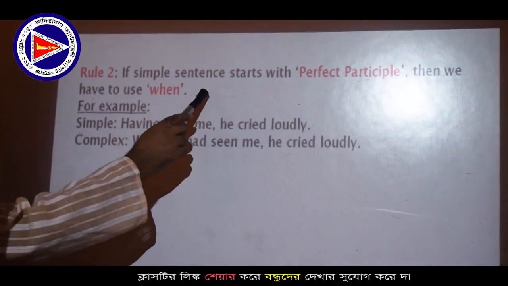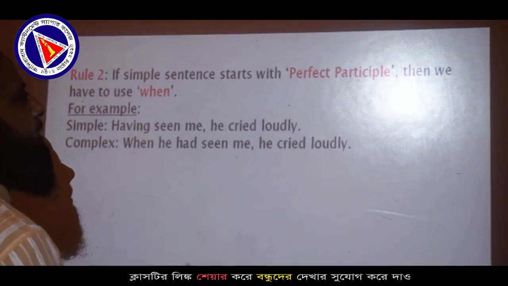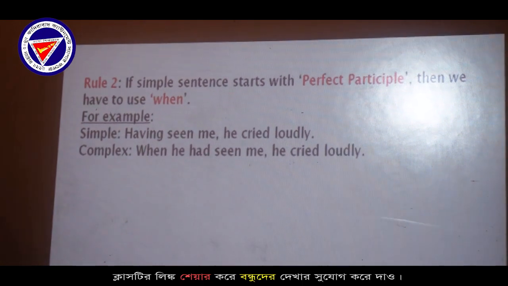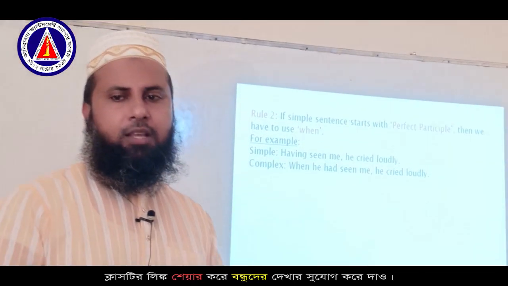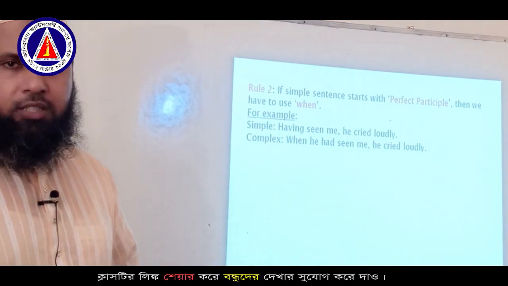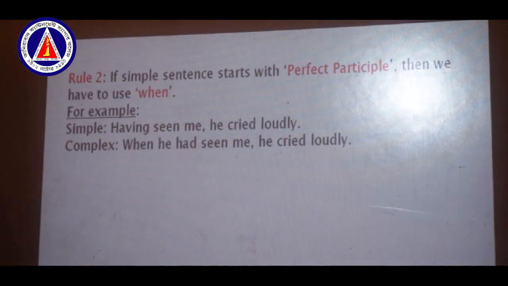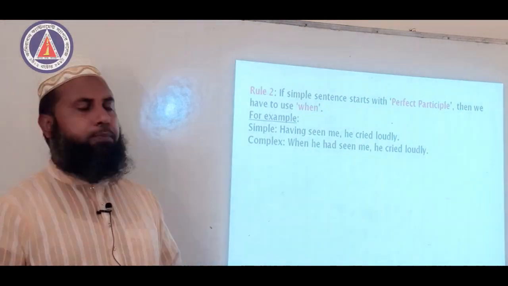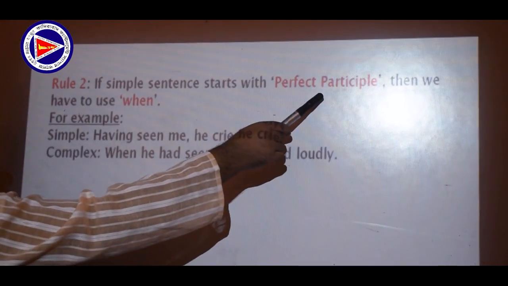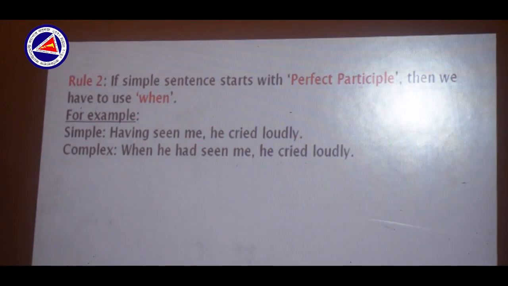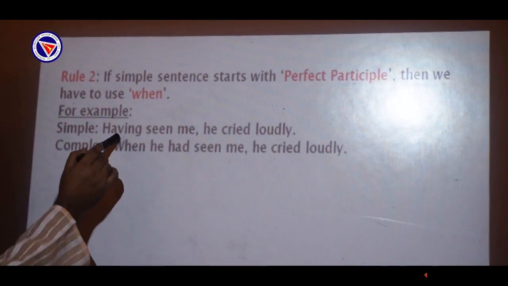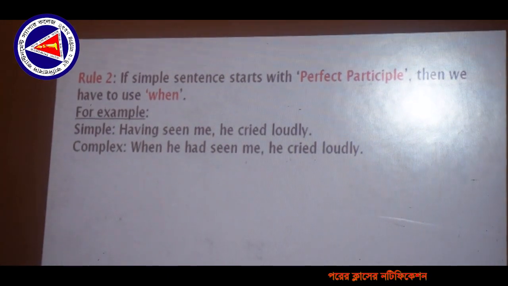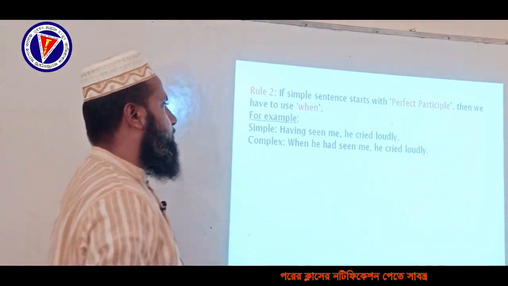If a simple sentence starts with a perfect participle, then we have to use when. So you have to understand there are three kinds of participle. One is present participle, the second one is past participle, and the last one is perfect participle. So what is a perfect participle? When we use having and after that the past participle form of the verb, then it is known as a perfect participle.